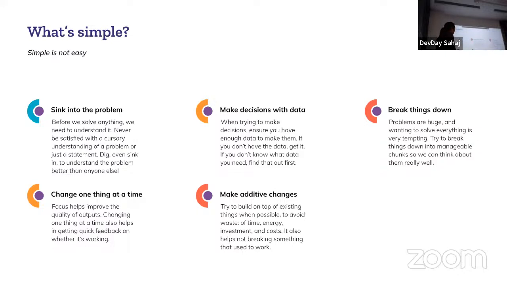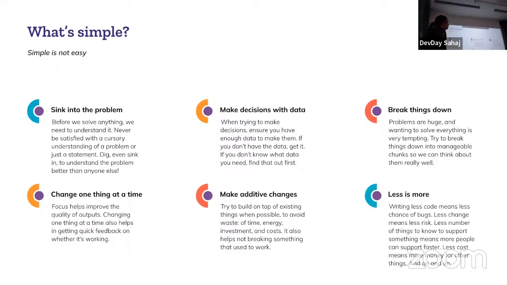And then all of this also comes down to less is usually more, right? If you write less code, there's less chance of bugs. If you make less change, there's less chance of risk. Fewer things to know about to support a system means more people can support it and faster, right? Because they don't need to learn that many things. Less cost means you have more money to do other things. Maybe you get a raise, you save something somewhere. So in general, less is more.